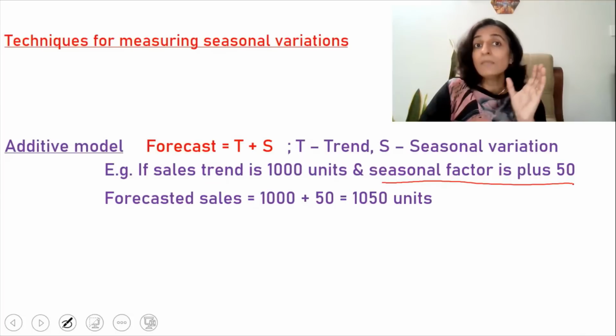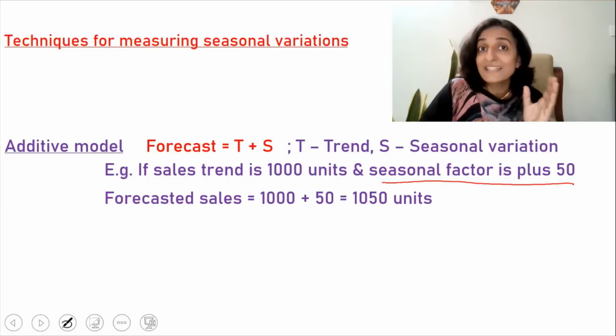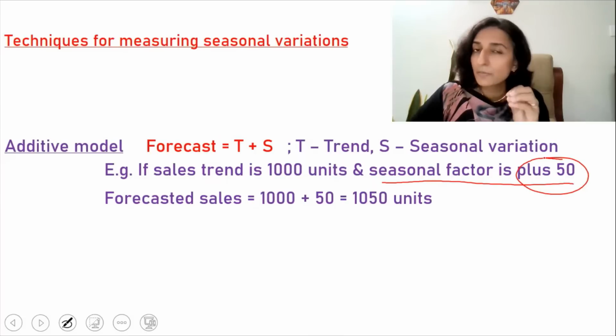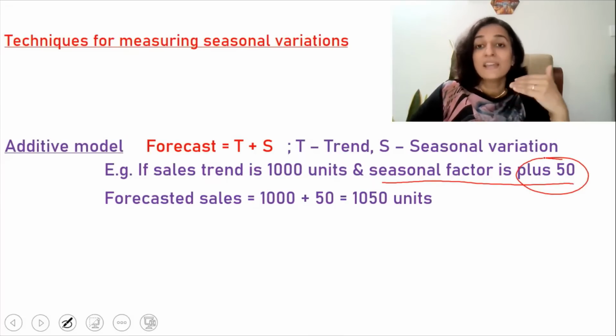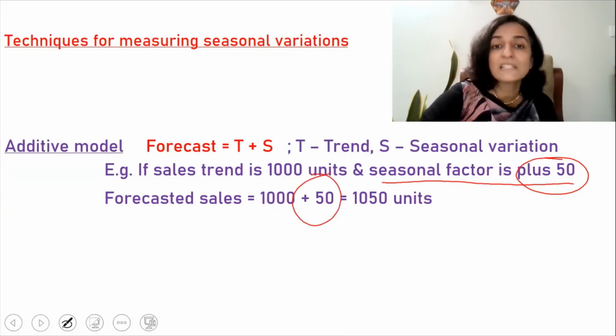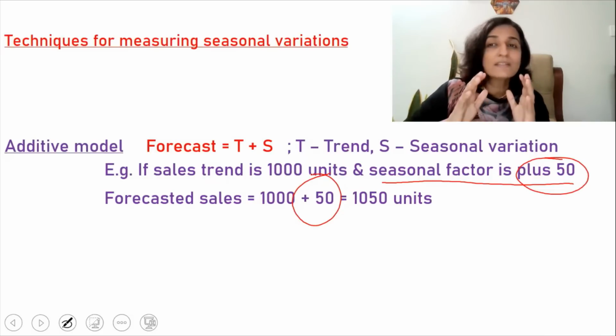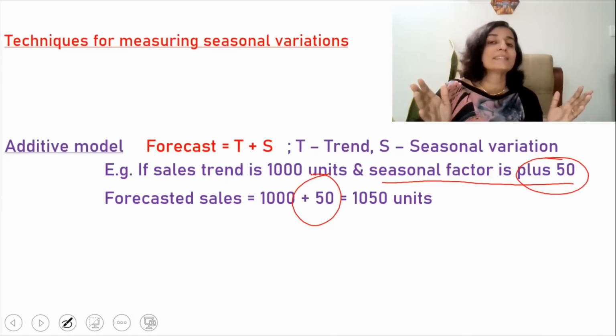That is, we are making an adjustment for the seasonal fluctuation by means of a plus or a minus sign. Suppose you're in the business of ice creams, in summer, you will be adding plus 50 and in winter, you will be reducing 50. This is the manner in which the additive model tries to calculate the forecasted sales.